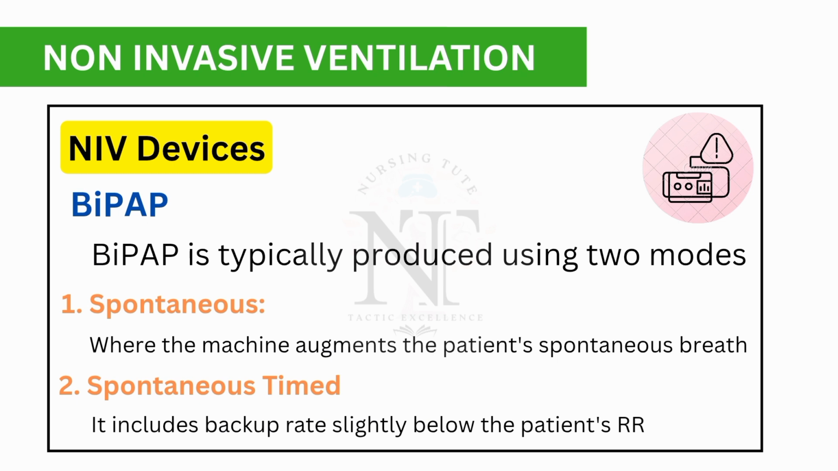Okay, and in spontaneous timed mode, the ST mode, it includes a backup rate that is slightly below the patient's respiratory rate. In this mode, the machine can deliver a breath when the patient's breathing slows down or stops. This is the difference between spontaneous and spontaneous timed modes in BiPAP. In spontaneous, the machine will deliver a breath when the patient triggers, but in spontaneous timed, the machine also delivers a breath when the patient has stopped or slowed down breathing.